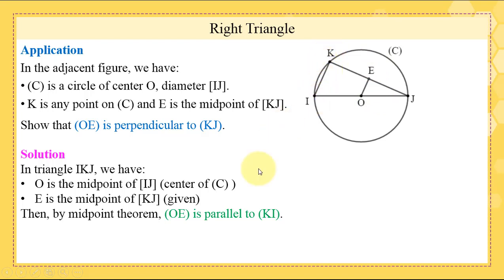Moreover, we have the angle IKJ is equal to 90 degrees because it is an inscribed angle facing the diameter. So the angle OEJ is also equal to 90 degrees because these two angles are corresponding angles. They make the shape of F formed by these two parallel lines IK and OE. So OE will be perpendicular to KJ.